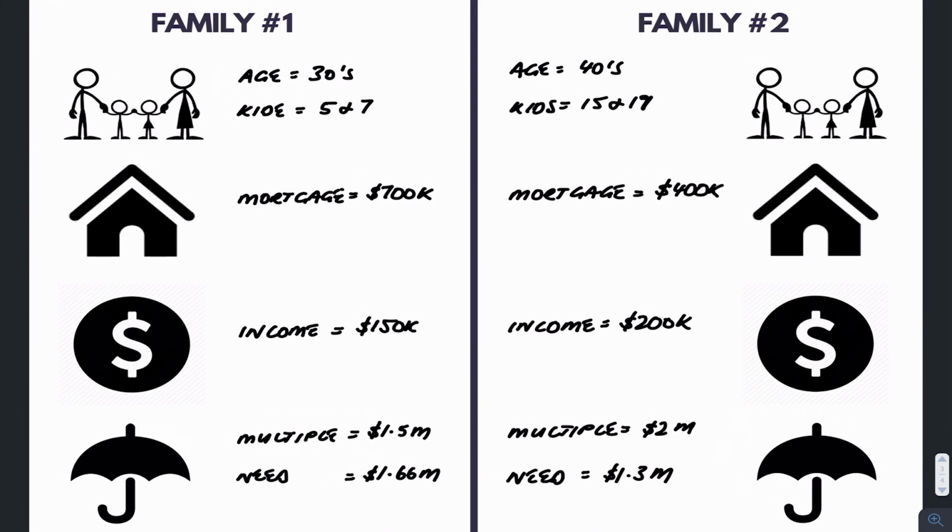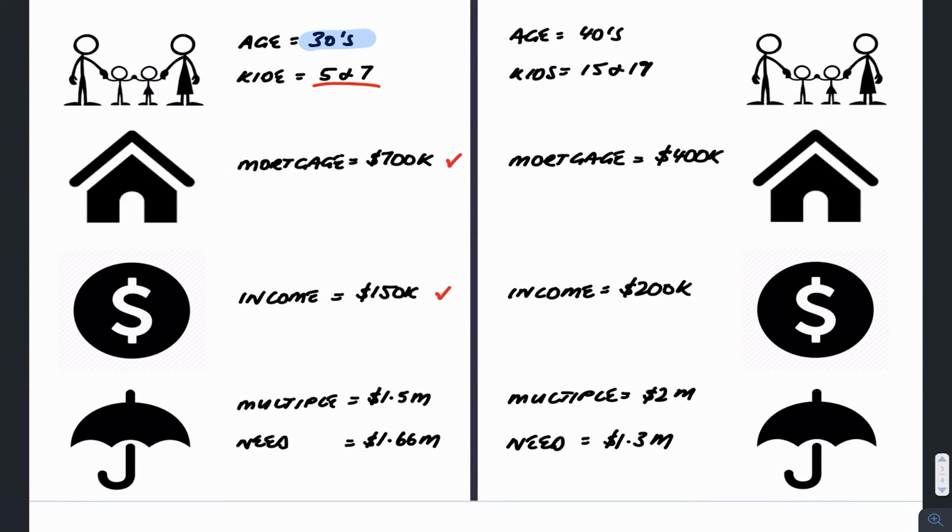I've given a basic example of 2 different families to prove my point. In family number 1, we've got a couple in their 30s. They've got 2 young kids, aged 5 and 7. They owe about $700,000 on their mortgage. They've got a family income of about $150,000. Using Scott's multiple of salary method, they'd need about $1.5 million worth of insurance. Using my method, instead of that, they'd need about 1.6, so slightly more, but you can see they're pretty similar.